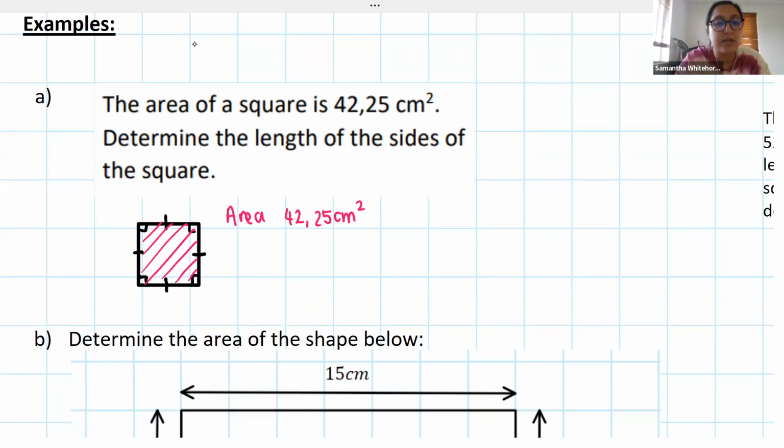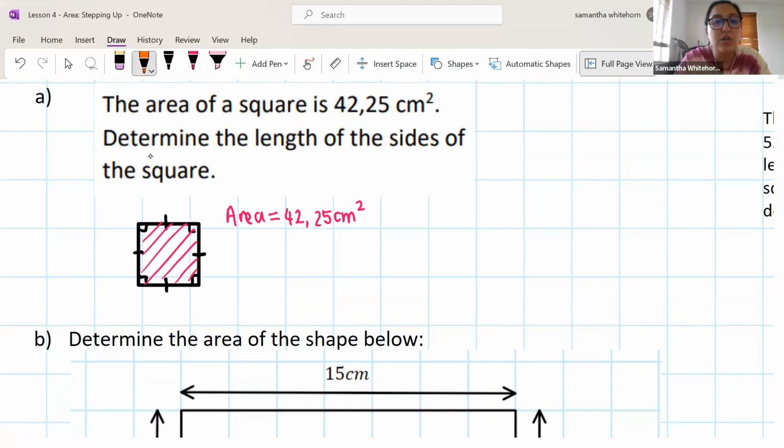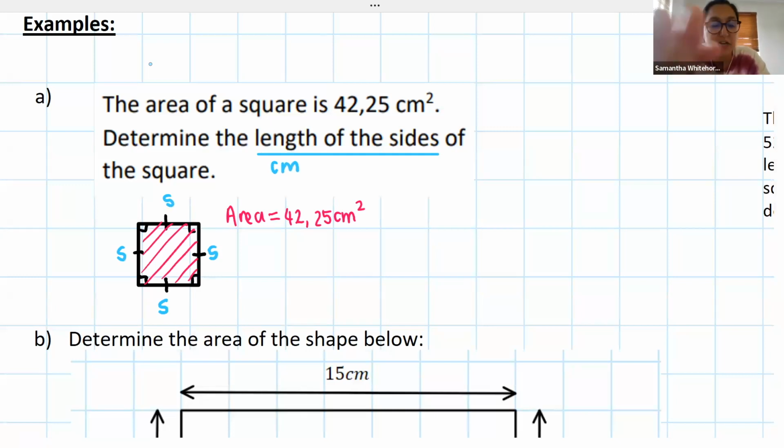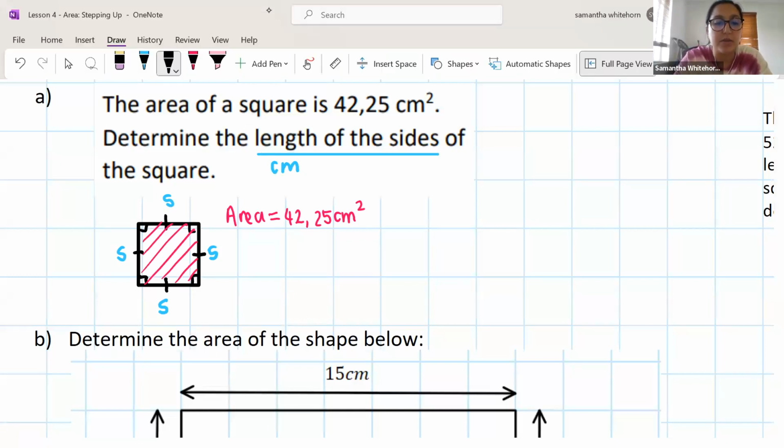Now, if we read this question again very carefully, it's asking us to determine the length of the sides of my square. What that means is I'm looking to know what these side lengths are. If it's a side length, remember that this is just a centimeter answer. A length is just measured as centimeters. Area is centimeters squared. So what I'm asking us to do is go backwards. I've actually given you the area, and I need us to go back and figure out what the side was.